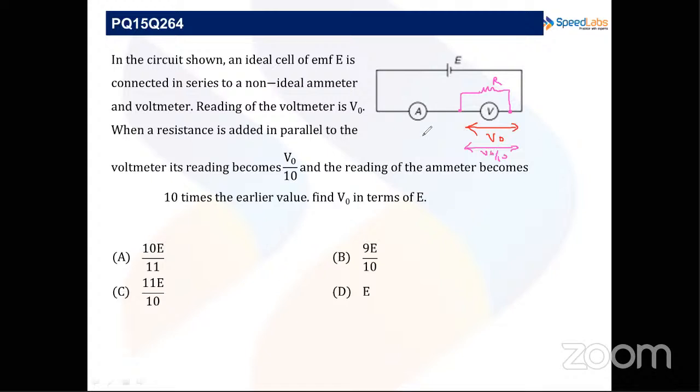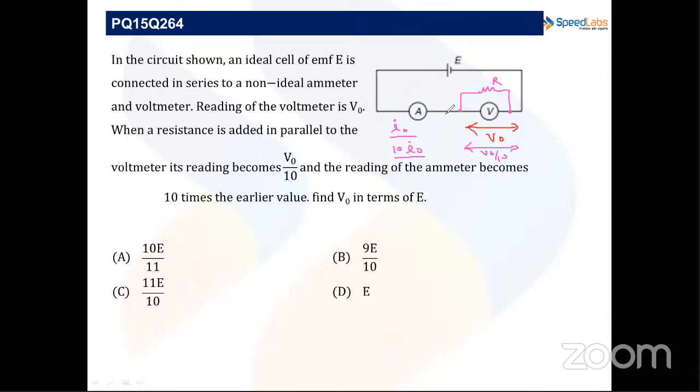Now the reading of the ammeter becomes 10 times the earlier value. Suppose earlier it was I0, now it becomes 10 I0. The ammeter tells the current through it. So initially it was I0, now it is 10 times I0. Now we need to find V0 in terms of E. We have to find the relationship between V0 and E. Question clear? Let's start.